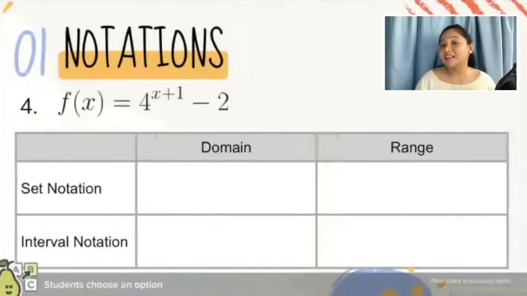Let's have example number 4. F of x is equal to 4 raised to x plus 1, where 4 is the one being raised to x plus 1, minus 2. Which among our polling options would give us this proper set notation for the domain and range? 5, 4, 3, 2, 1, time's up.